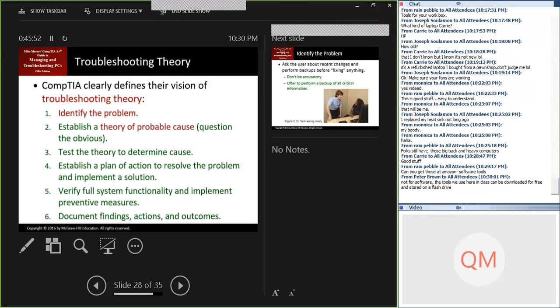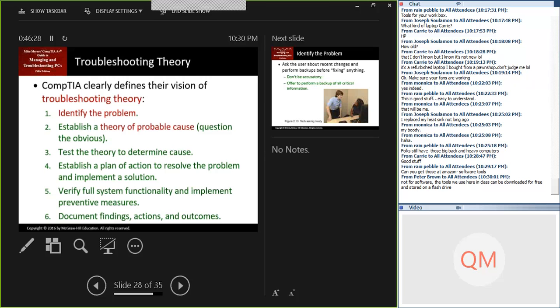After you establish the theory of probable cause, question the obvious, even though it may seem crazy, but you need to question it anyway. Test the theory to determine the cause, and then establish a plan of action to resolve the problem and implement a solution. Then you always want to verify full system functionality and implement preventative measures, right? That's part of the education process. Even after we verify everything is working, we have to figure out how to stop this from happening again. And then document findings, actions, and outcomes.